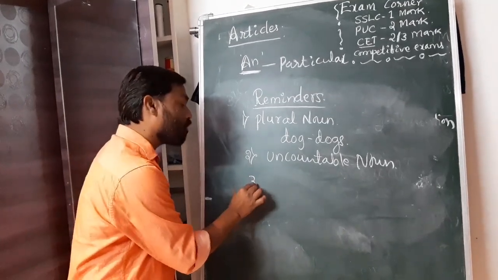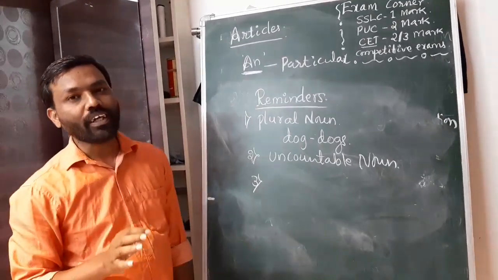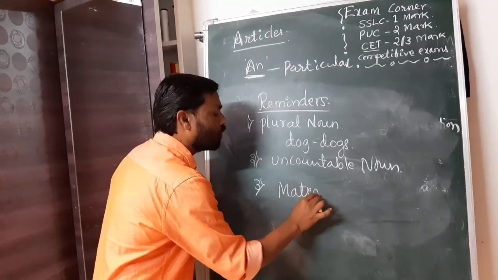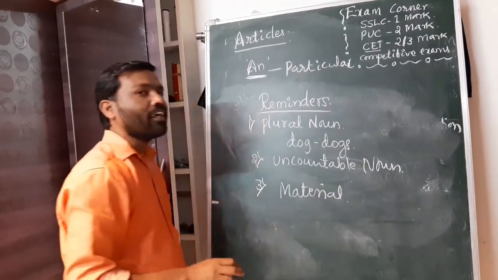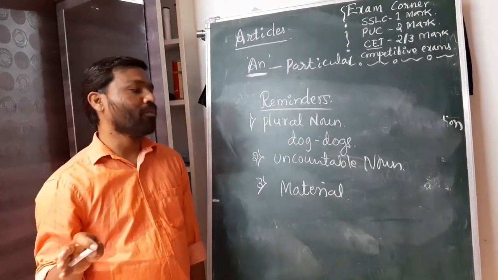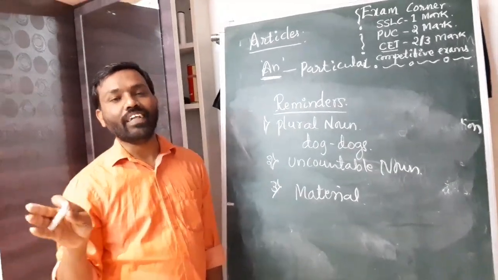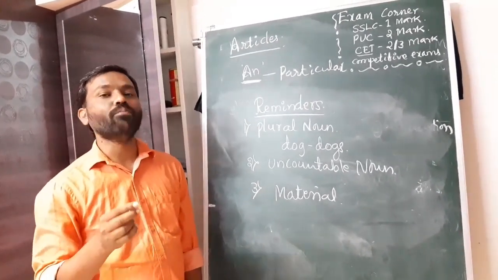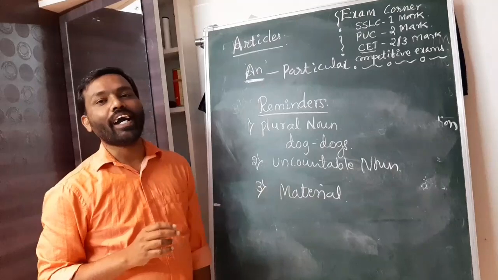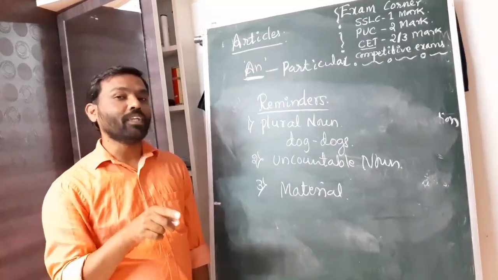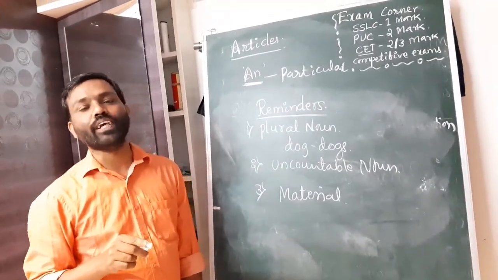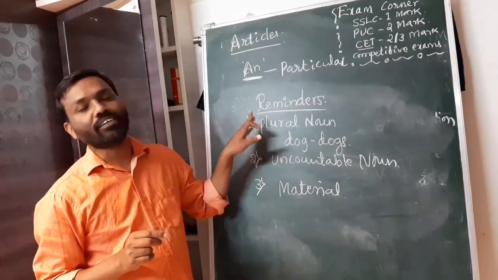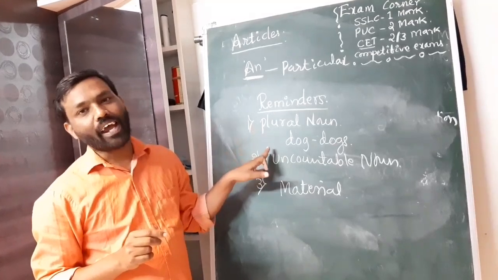And the third reminder is related to material nouns. Suppose there is a material like glass or any other material, bench, desk or board, at that time we are not using any article there. But if they are specified, at that time we are using the definite article. So these are important reminders related to the article an.